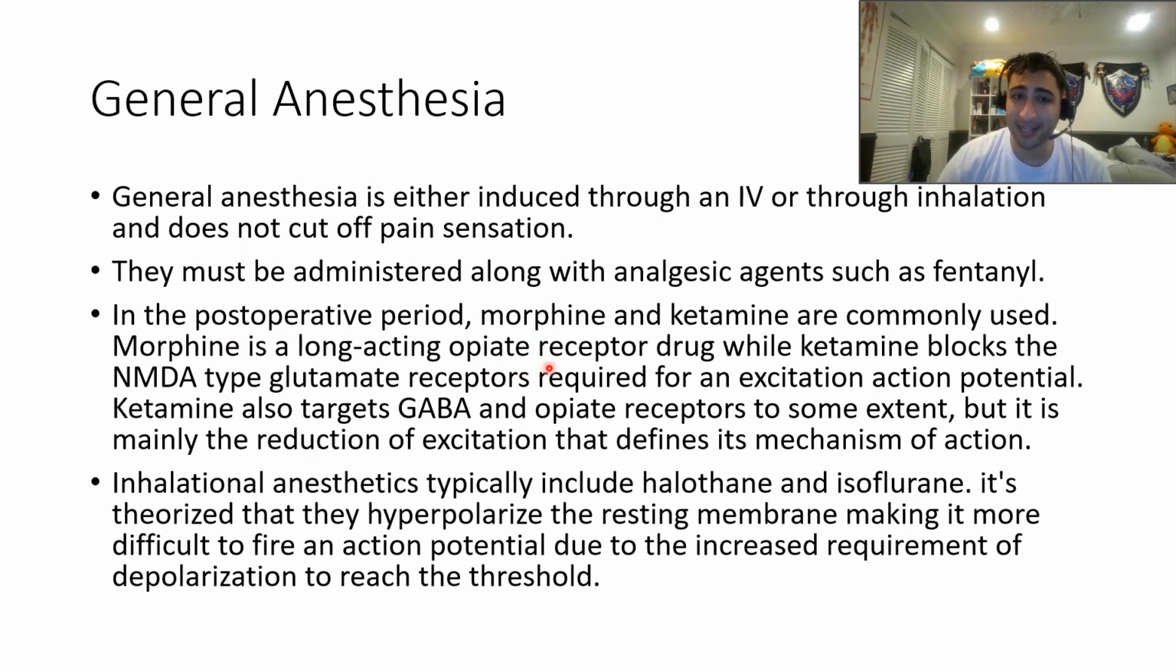Morphine is a long-acting opiate receptor drug, while ketamine blocks the excitatory neurotransmitters. Ketamine will also target GABA and opiate receptors to some extent, but really what ketamine does is reduce how excitable the postsynaptic cell is. Inhalational anesthetics usually include halothane and isoflurane. They hyperpolarize the resting membrane and make it more difficult to fire an action potential because you have increased requirement for depolarization to reach the threshold.